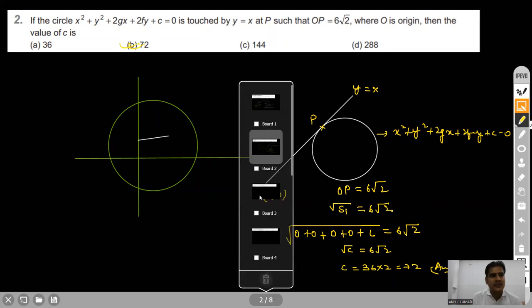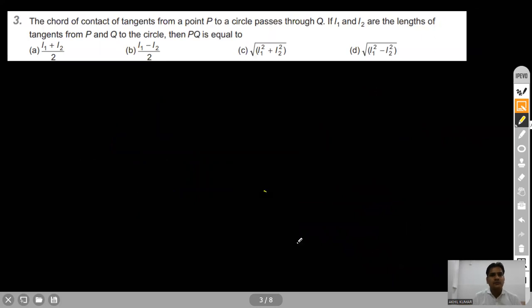Now let's take the next question. Question number 3. The chord of contact of tangents from a point P to a circle passes through Q. If L1 and L2 are the lengths of the tangents from P and Q to the circle, then PQ is equal to.